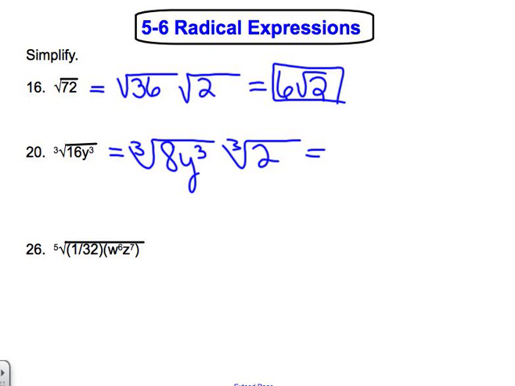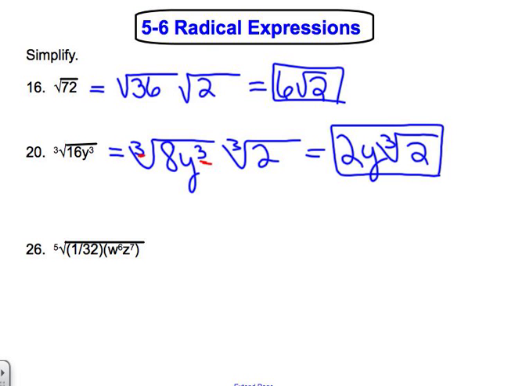Take the cube root of 8, which is 2. The cube root of y cubed is y. And again, the shortcut is taking your power divided by your index. Then you just multiply by your non-perfect factors and you are done.